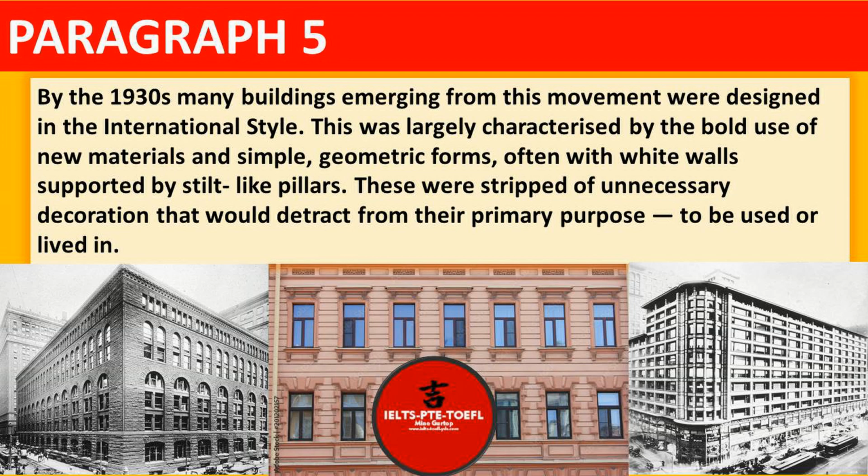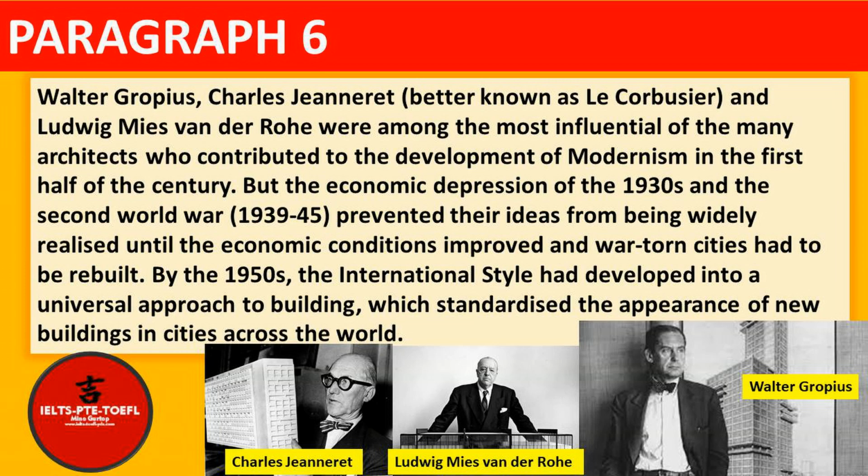Walter Gropius, Charles Jeanneret, better known as Le Corbusier, and Ludwig Mies van der Rohe were among the most influential of the many architects who contributed to the development of modernism in the first half of the century. But the economic depression of the 1930s and the Second World War, 1939–45, prevented their ideas from being widely realized until the economic conditions improved and war-torn cities had to be rebuilt.